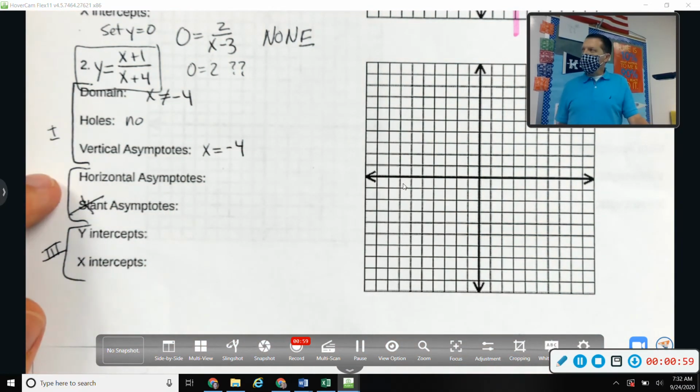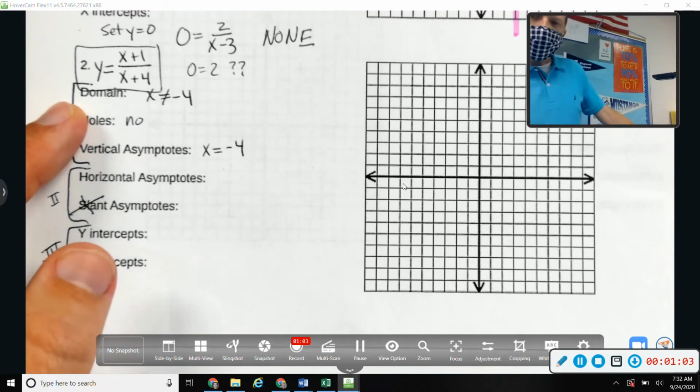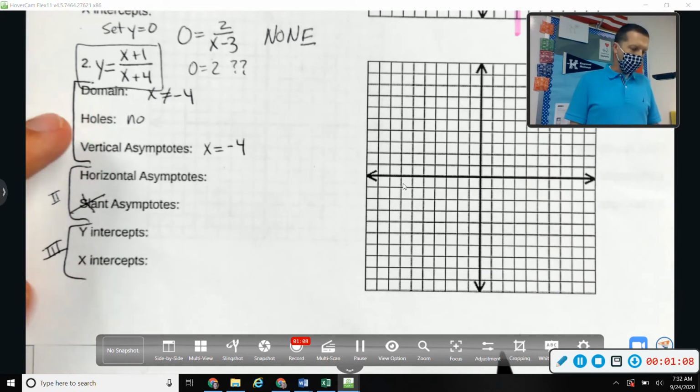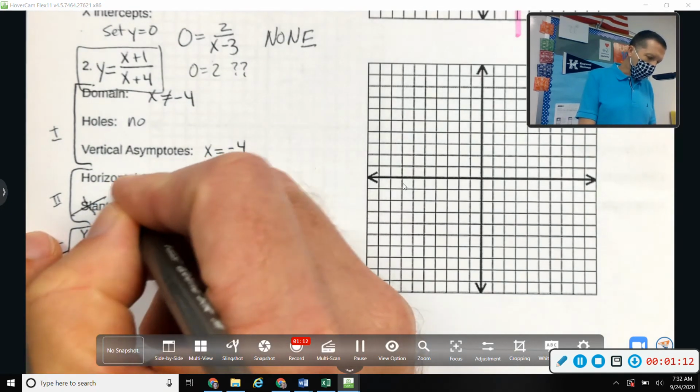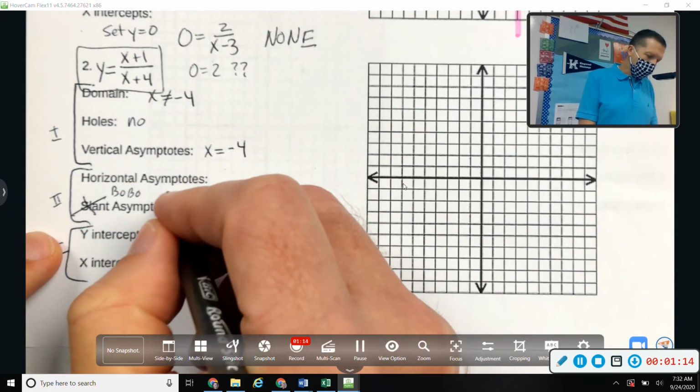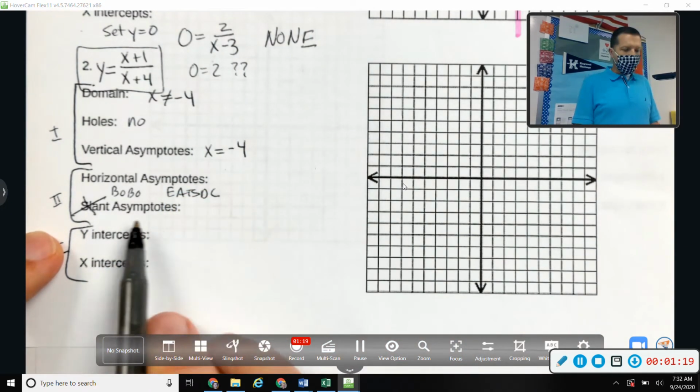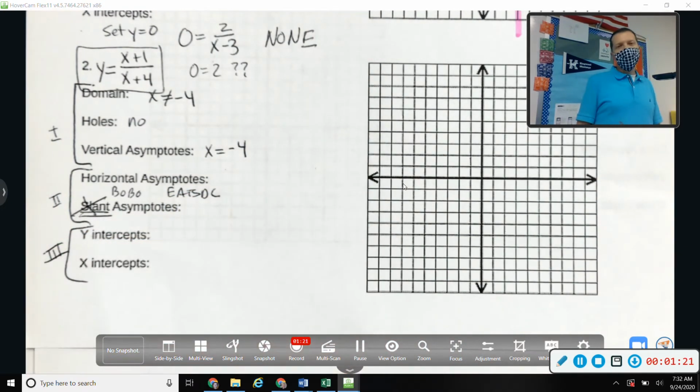So usually those go pretty quick, although the holes take a little bit more time because you've got to find the y value if there is a hole. We'll do one of those examples today. Horizontal versus slant is Bobo eats DC. We are actually going to add slants today. I was wrong yesterday, so that's one thing we'll add today, the slant aspect of it. Is this a Bobo or an eats DC problem?